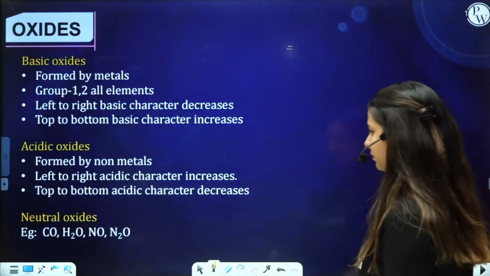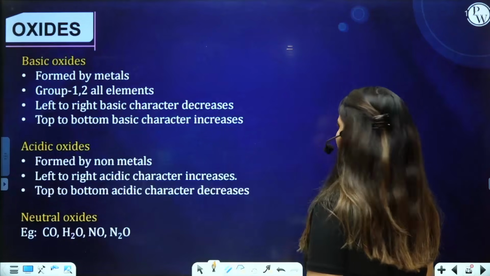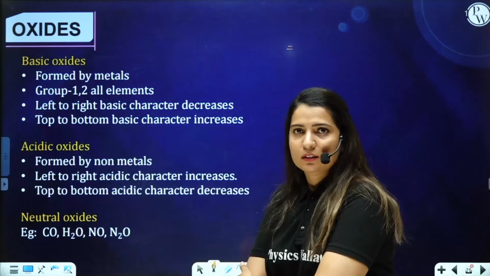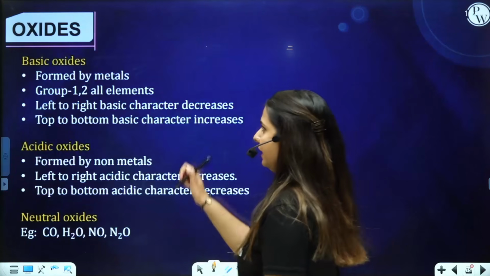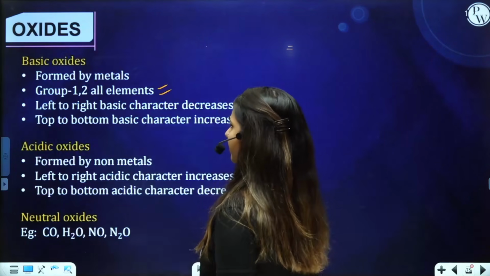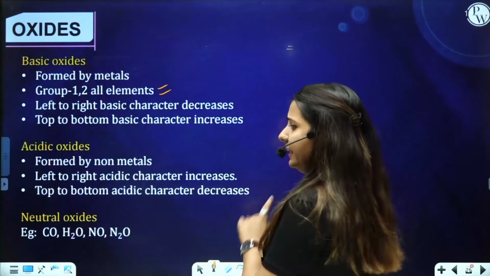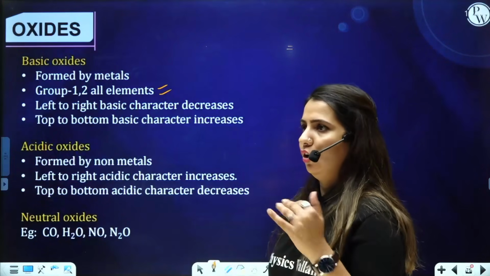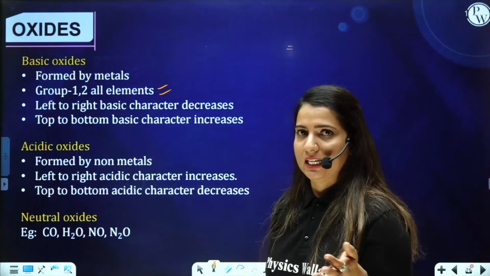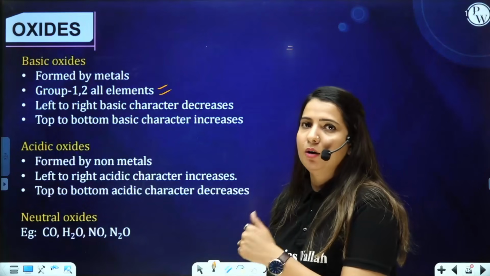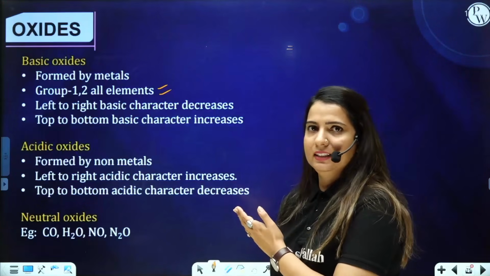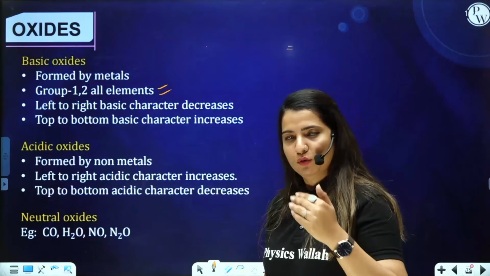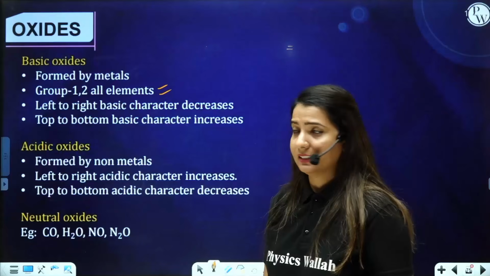Oxides. There are many oxides present. Basic oxides. Who forms basic oxides? Metals, like group 1 and 2, all elements. Left to right, basic character decreases and acidic character increases, because on the left-hand side you have metals that form basic oxides, and on the right-hand side you have non-metals that form acidic oxides, so the character changes accordingly. Top to bottom, basic character increases. When you're moving from top to bottom, the basic character increases.